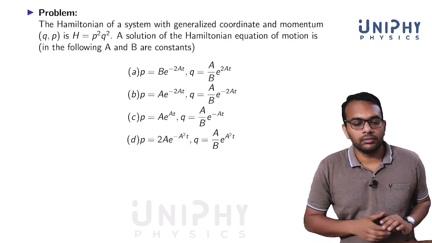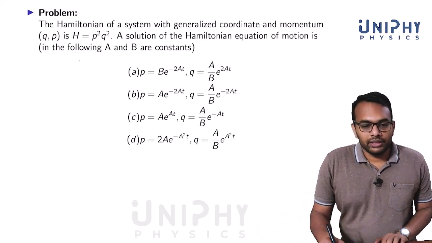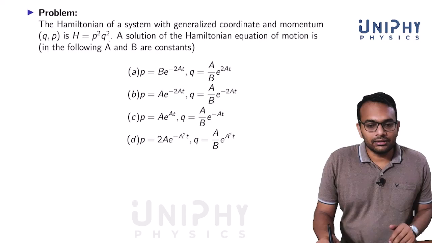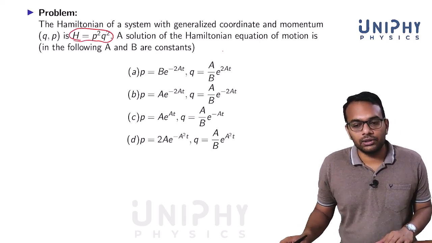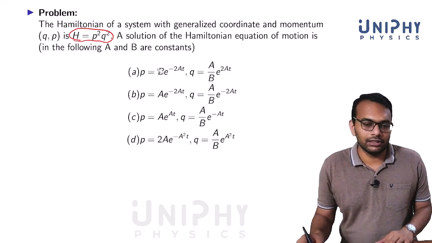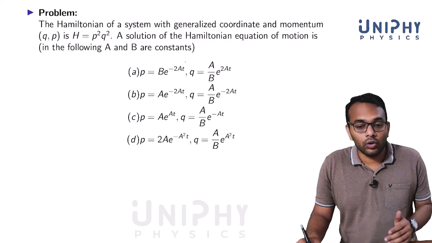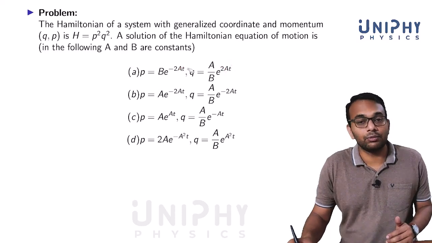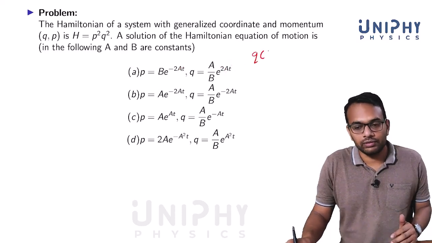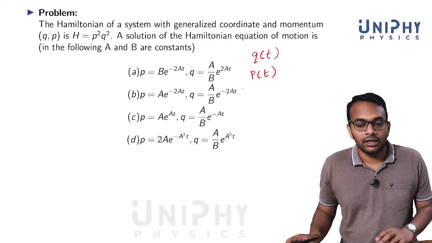The next problem: the Hamiltonian of a system with generalized coordinate and momentum, again a one-dimensional system, is H equal to p square q square. A solution of the Hamiltonian equation of motion is, you need to find the solution. By looking at the options, you see that p is equal to some function of t and q is equal to some function of t. So what you are supposed to find by solving is q of t and p of t. How do we go about this?